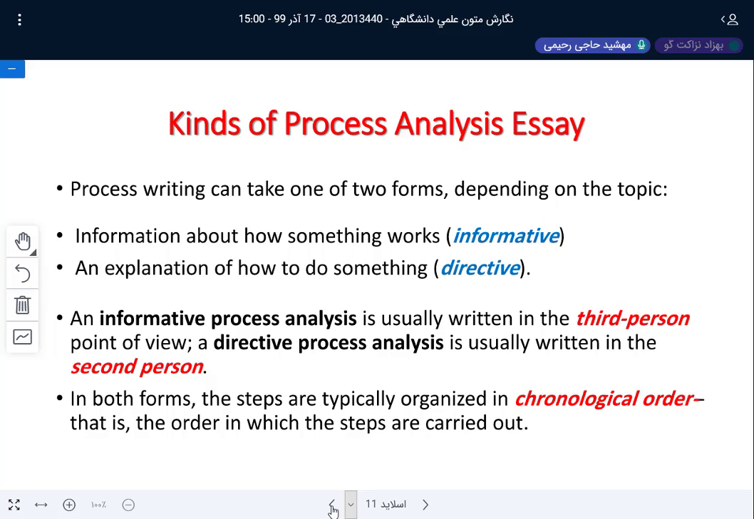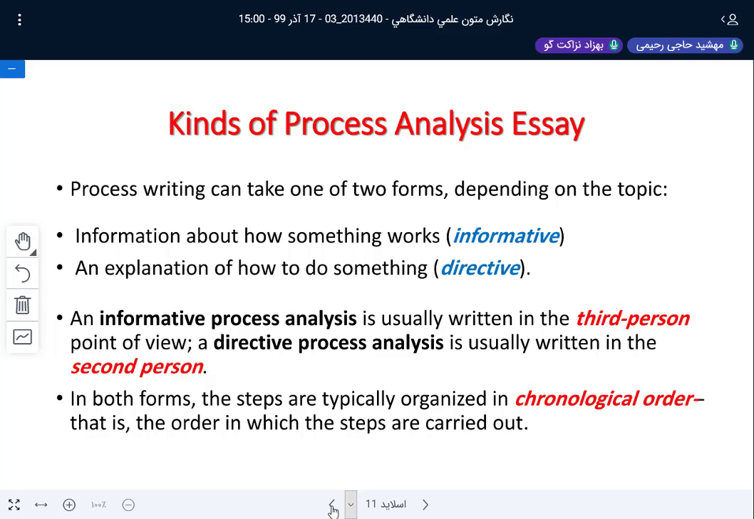Process writing can take one of two forms depending on the topic. Information about how something works is informative. An explanation of how to do something is directive. An informative process analysis is usually written in the third person point of view. A directive process analysis is usually written in the second person.